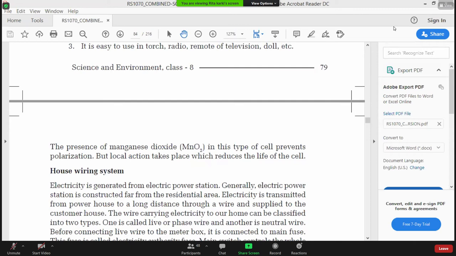So any problem up to here? Sure. Yes, ma'am. So can I ask you the difference between the simple cell and the dry cell? What is the main difference between the simple cell and the dry cell? Can you tell me?